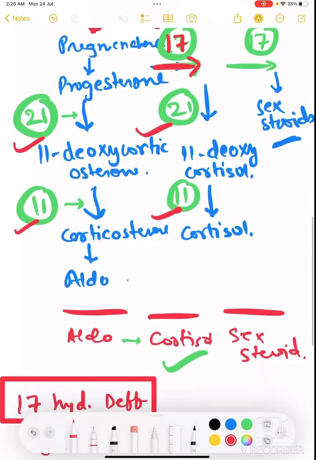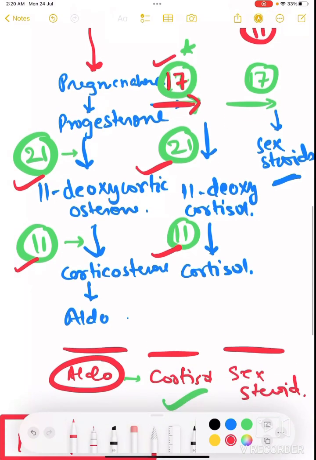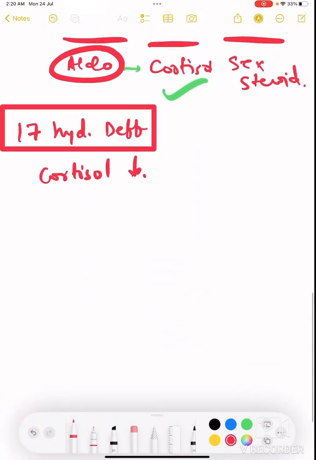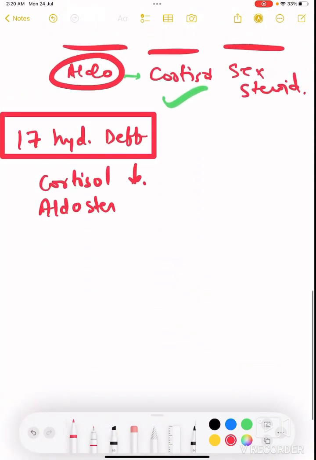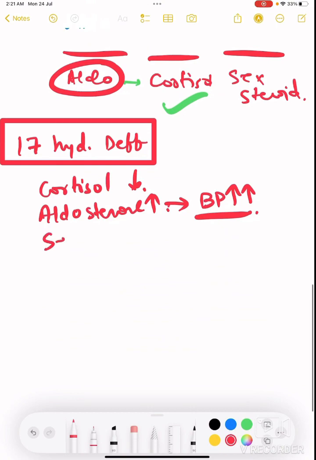What will happen to aldosterone? Aldosterone is present over here. Since 17 alpha hydroxylase is deficient, molecules will pile up in the aldosterone pathway, so aldosterone will be more. What happens when aldosterone is more? Aldosterone does water retention and salt retention in the body, right? So BP will be high because of water retention, okay? And what will happen to sex steroids?